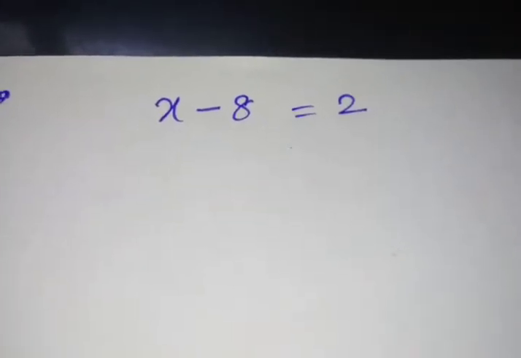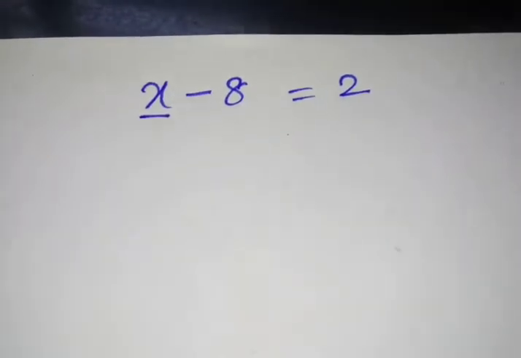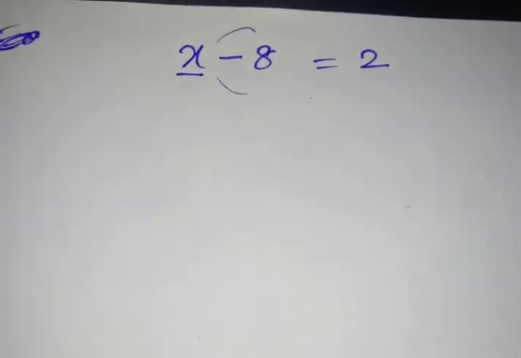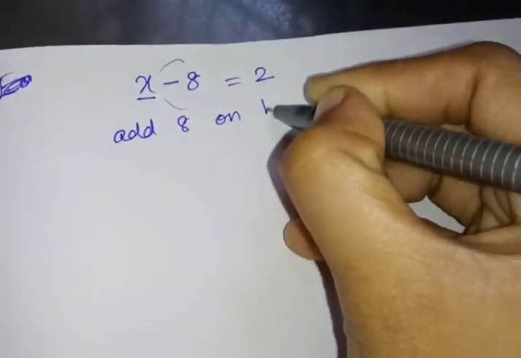So what do we have to find now? We have to find the value of x. So what should you eliminate? You should eliminate this minus 8. If it is minus 8, what should you do? Add 8 on both sides.